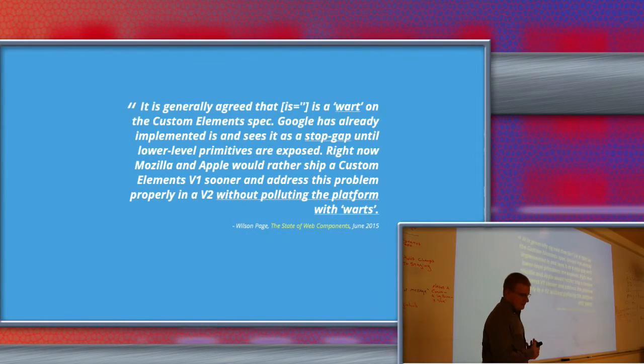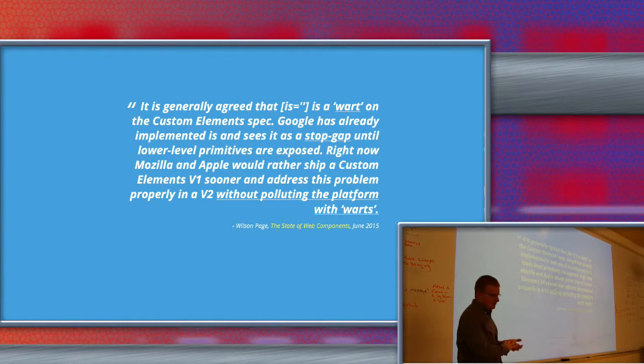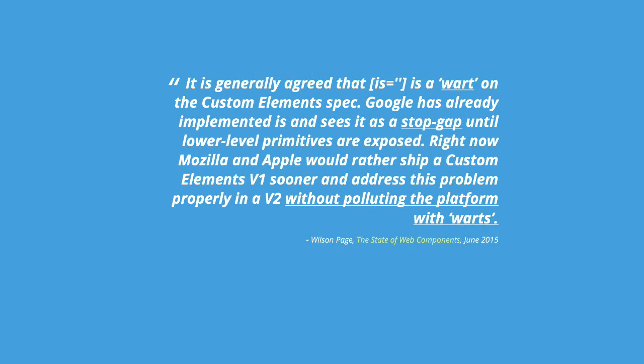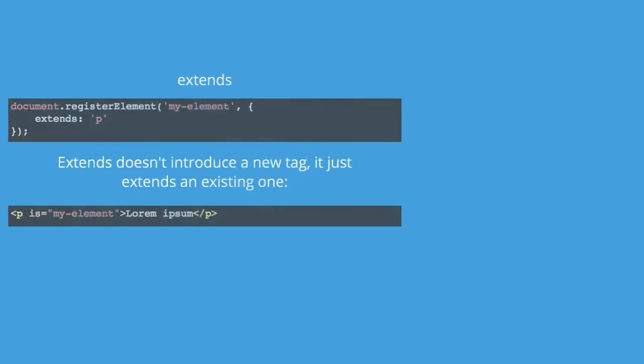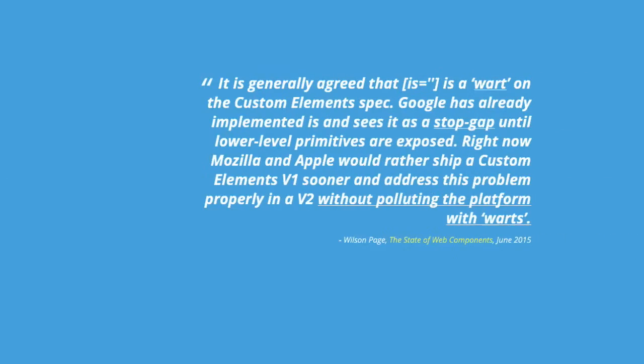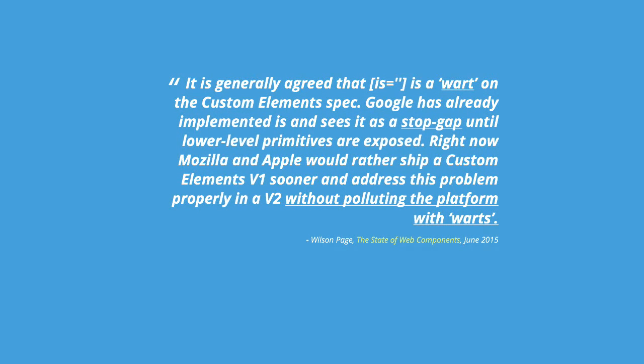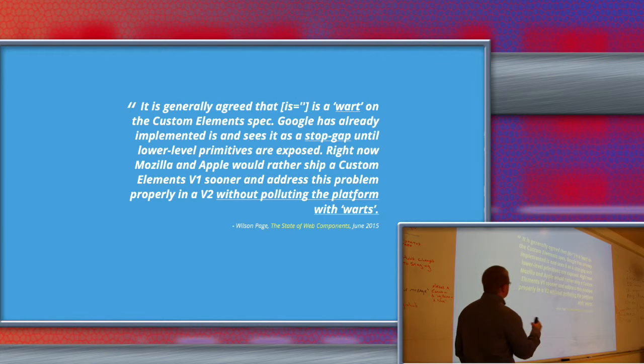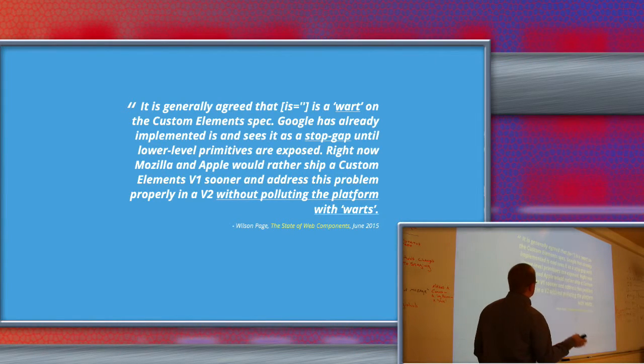Here is Wilson Page's State of Web Components, which was written in June of this year, so a couple weeks ago. He talks about this is-equals issue, this is that is extension. He says it's generally agreed that is is a wart on the custom element spec. Google has already implemented is and sees it as a stopgap until lower level primitives are exposed. Right now, Mozilla and Apple would rather ship a custom elements version 1 sooner and address this properly in a version 2 without polluting the platform with warts.